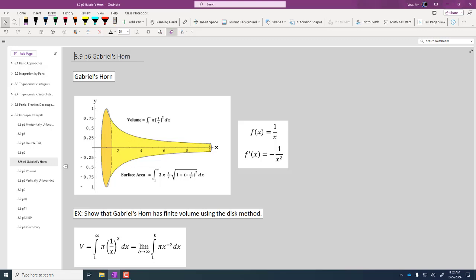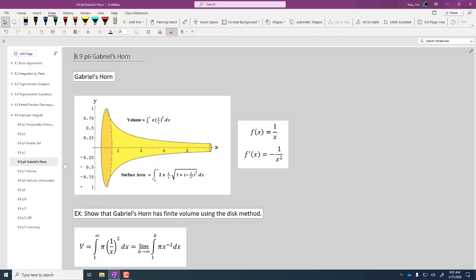And so there is a paradox with Gabriel's horn that says, okay, well, if the volume is finite, you can fill it with paint. If the volume is finite, you can get that volume of paint, pour it into the horn, and it will fill up the horn. But if the surface area is infinite, can you paint it? If the surface area is infinite, you shouldn't be able to paint it. But if you just filled the horn with paint, it's painted.